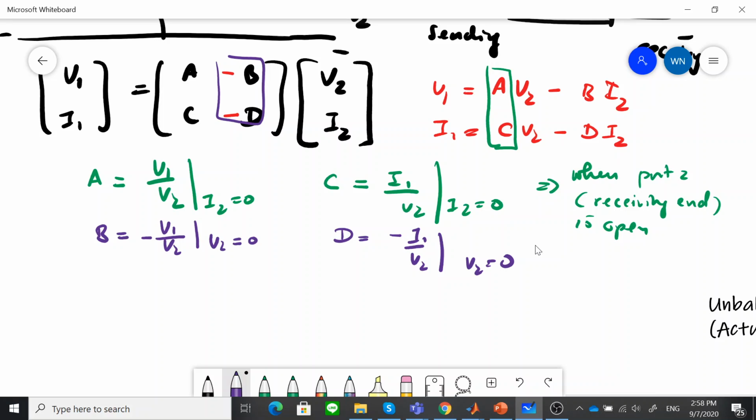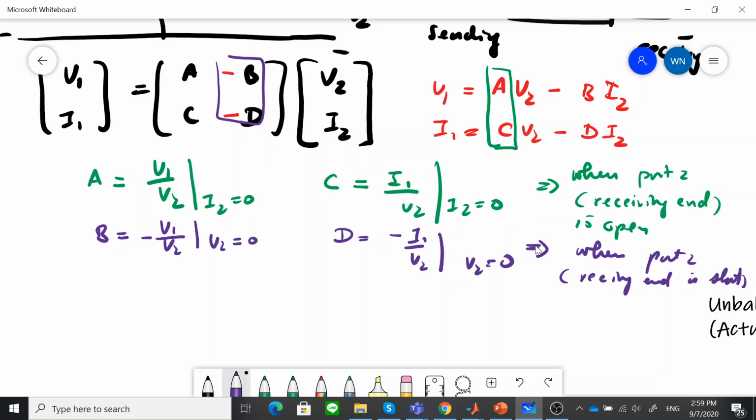So that means that these two parameters B and D can be defined when port 2, or the receiving end, is short. Okay, when there's a short circuit at the receiving end.